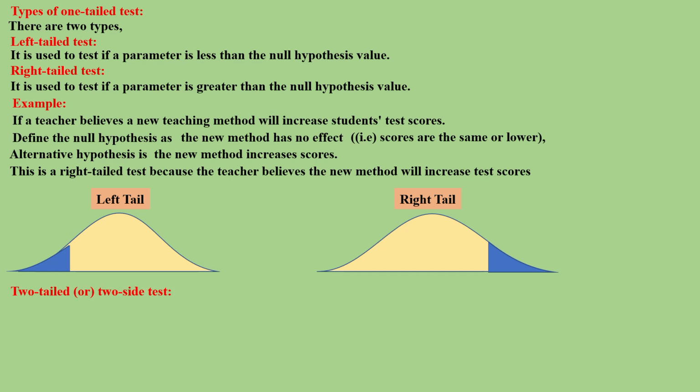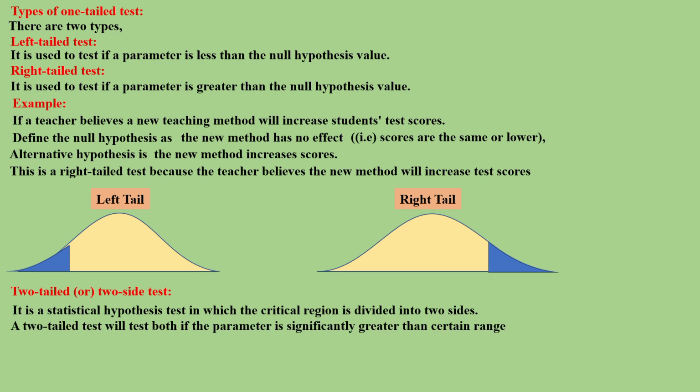A two-tailed test will have the region on both sides, right? It is a statistical hypothesis test in which the critical region is divided into two sides. A two-tailed test will test whether the parameter is significantly greater than a certain range, and whether the parameter is significantly less than a certain range. So how much it is greater than, how much it is less than.